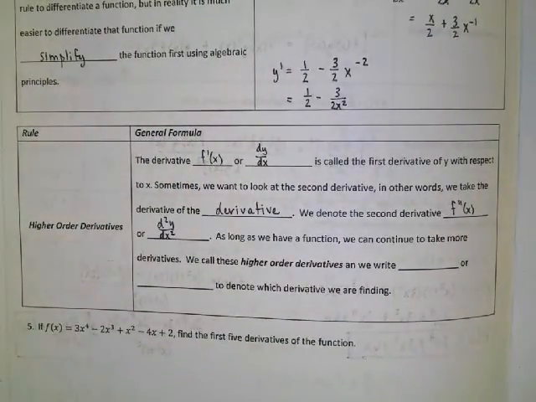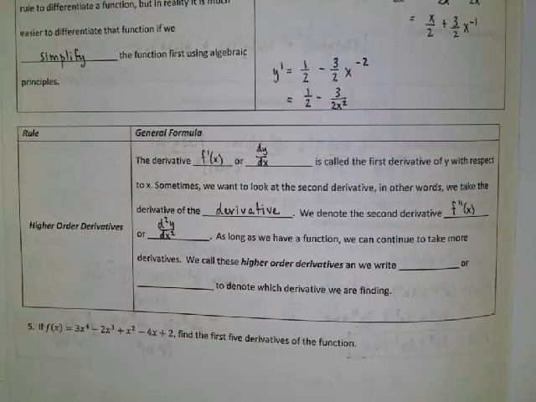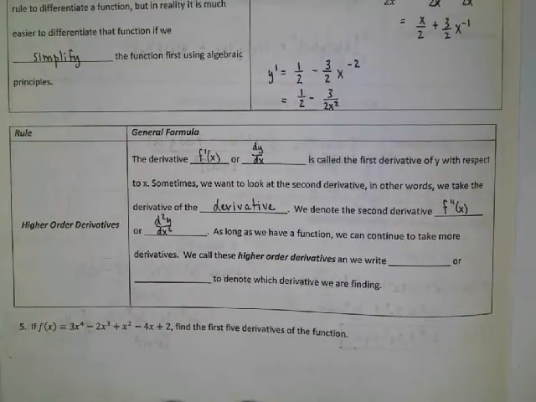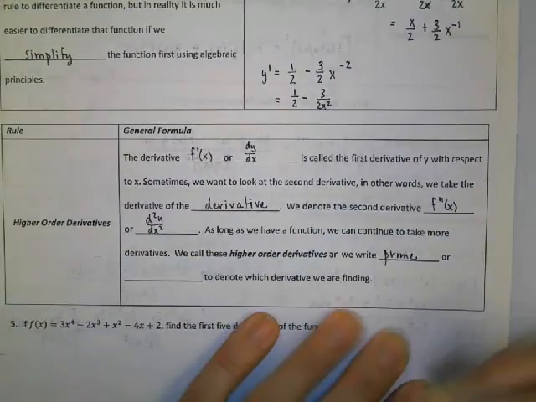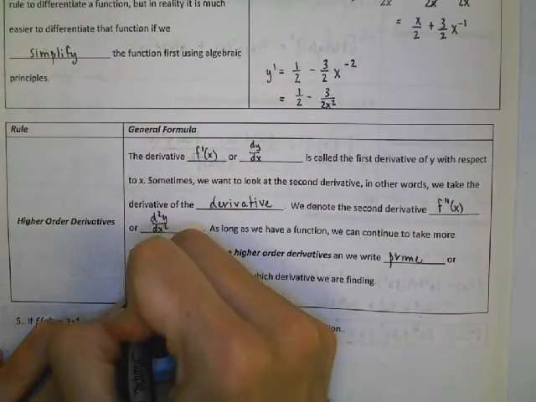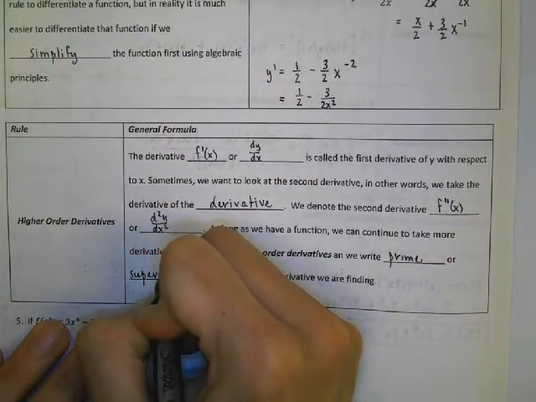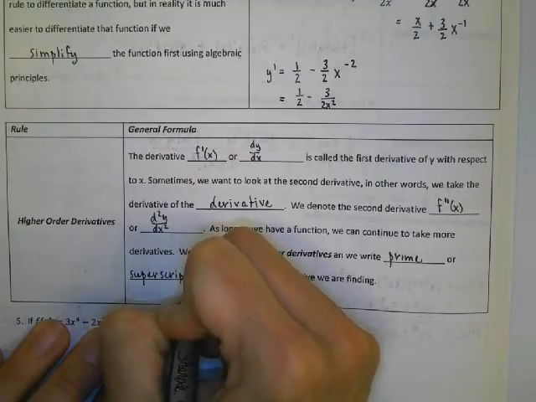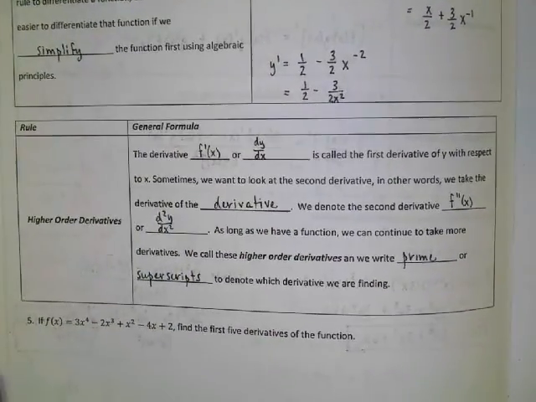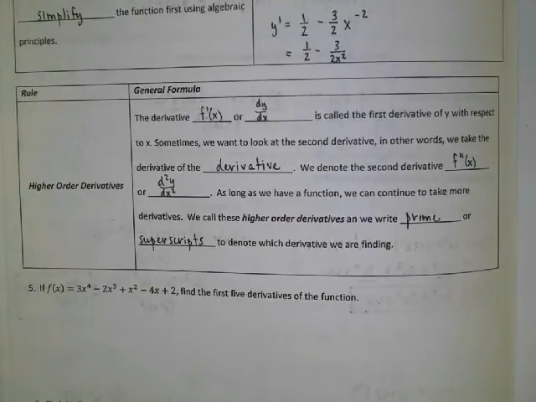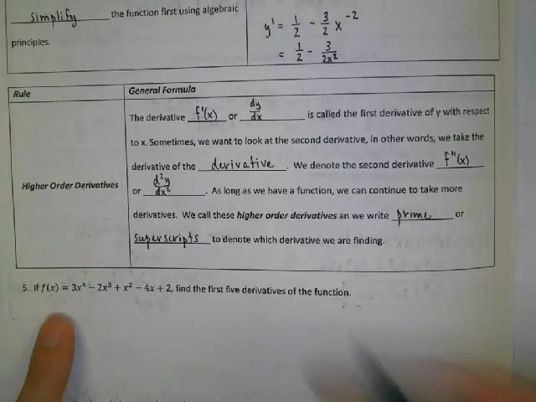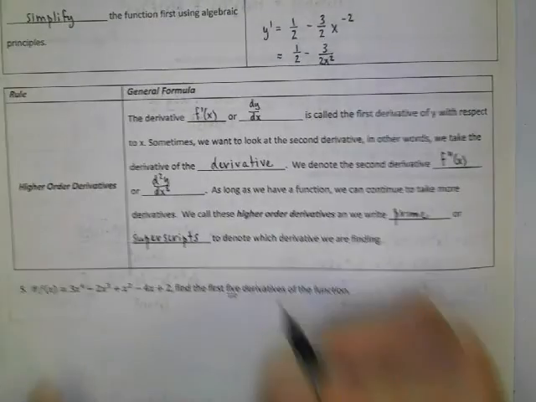And as long as we have a function, we can continue to take more derivatives, and we call those higher order derivatives. And we can write prime or use those superscripts to denote which derivative we're finding. So essentially, these are not very tricky problems generally, but we're just finding derivatives of derivatives. So for example, in number 5, we're given a function f of x, and we want to find the first 5 derivatives.